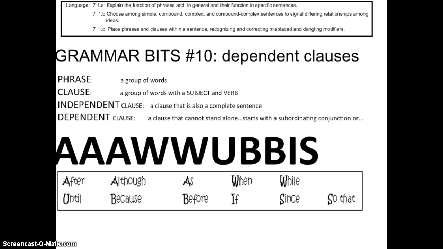Awubuses is our 7th grade English word, our mnemonic to help us remember what they are. But what's the proper English term then for an awubus? A subordinating conjunction, and we don't want to confuse a subordinating conjunction with a coordinating conjunction. We think of coordinate means to put together: and, but, or, so.